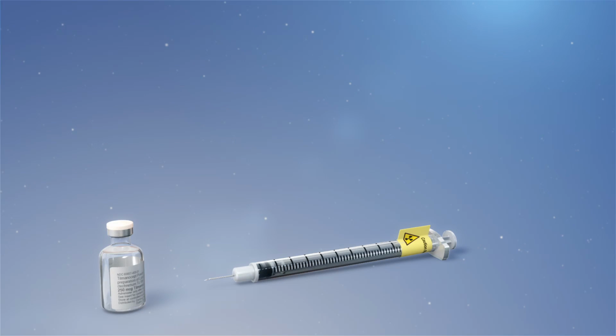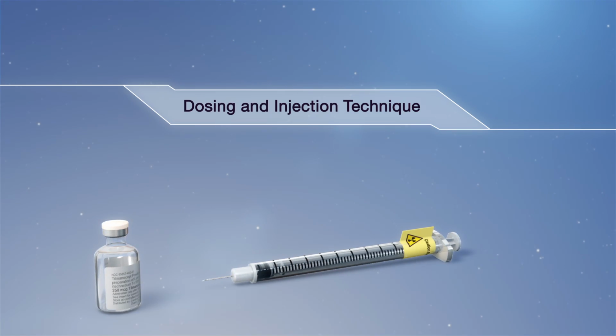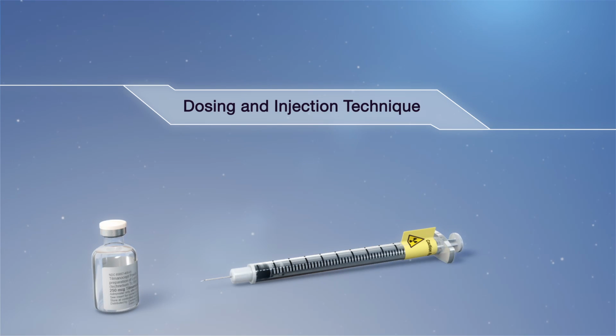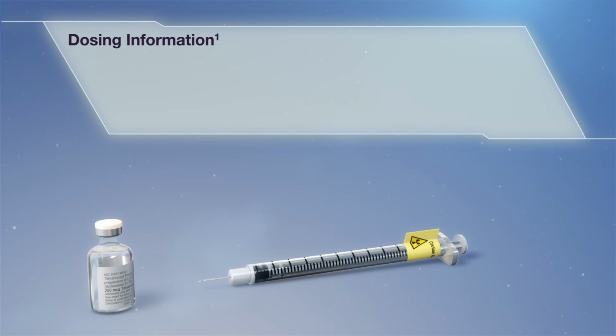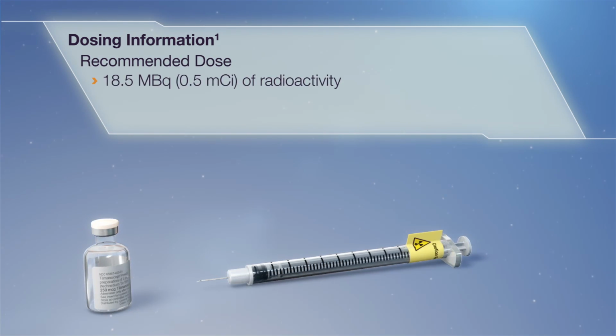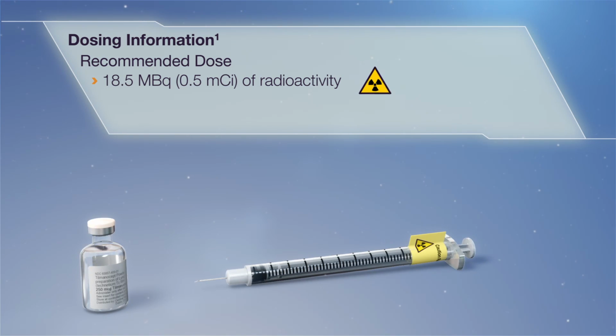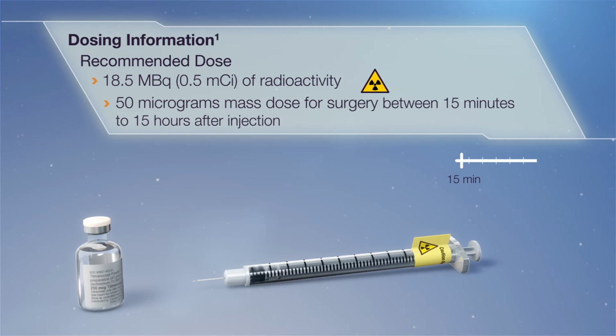The purpose of this video is to provide education on the administration of Lymphoseek, and specifically the intradermal injection technique. First, let's look at dosing information for Lymphoseek. The recommended dose of Lymphoseek is 18.5 megabecquerels, or 0.5 millicuries of radioactivity, and 50 micrograms as a mass dose for surgery, between 15 minutes to 15 hours after injection.